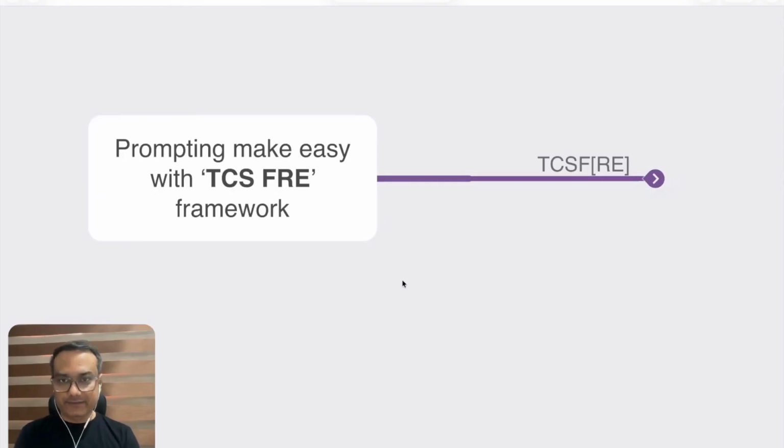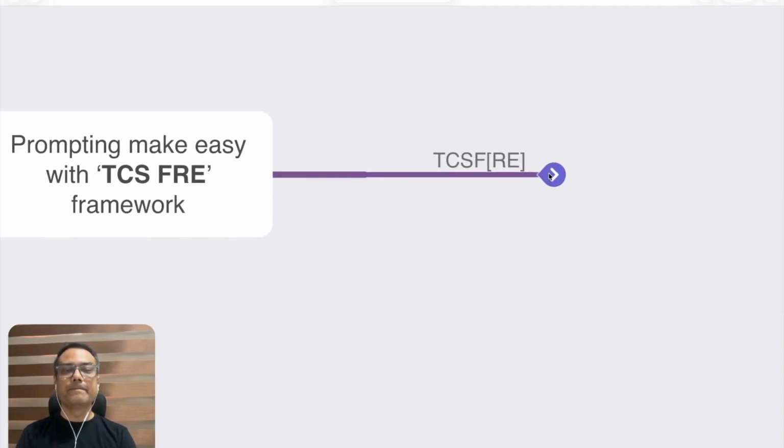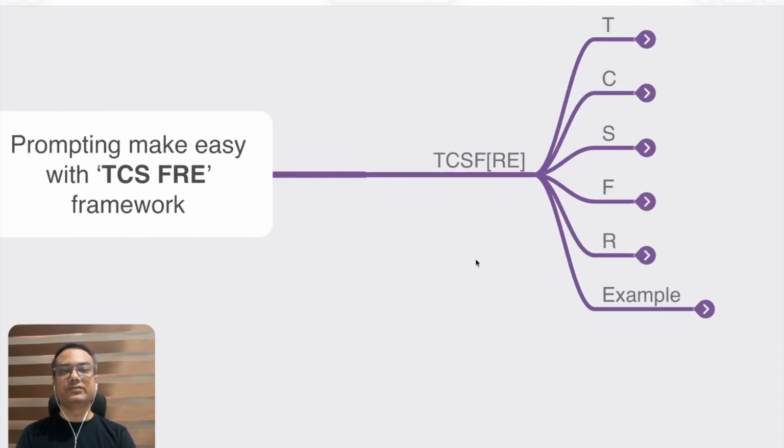The framework is TCS FRE, and these are the six pillars. I'll break it down one by one. If you start using these pillars in your prompt, it will be more effective and you get high quality output. Let's break it down. What does TCS FRE stand for?